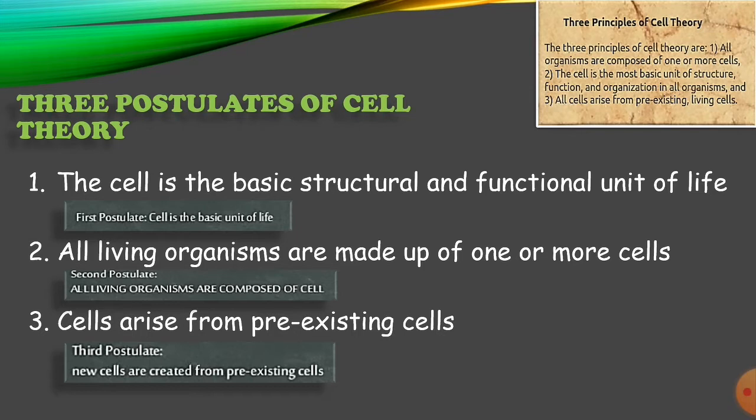We all know that Schwann and Schleiden were both co-founders of the cell theory. They postulated that the cell is the basic structural and functional unit of life, that all living organisms are made up of one or more cells. And Rudolf Virchow concluded that cells were made from existing cells because existing cells divided to form new cells.